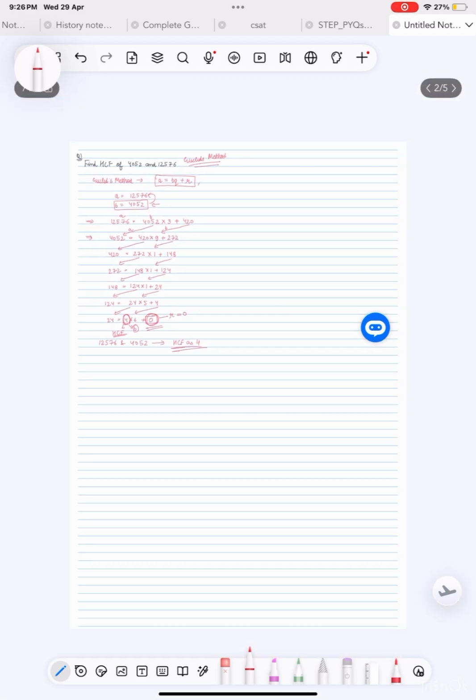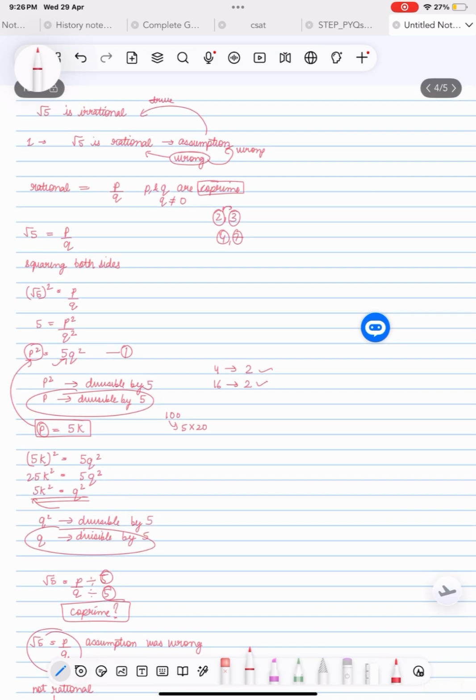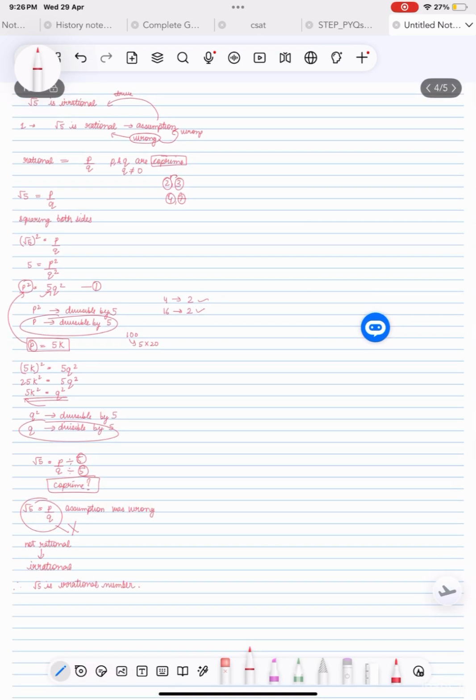Perfect. So these were two important questions, Euclid method and proving a number as irrational. For the next class, I'll bring two more important questions, which will definitely increase your score in your board exams.